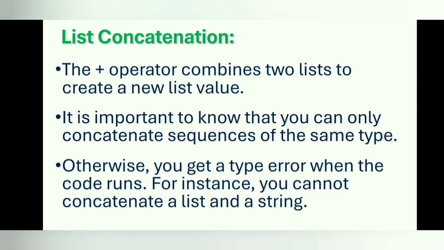It is important to know that you can only concatenate sequences of the same type. That means the plus operator expects the same type of sequence on both sides of the operator. Otherwise, you get a type error when the code runs. For instance, you cannot concatenate a list and a string.